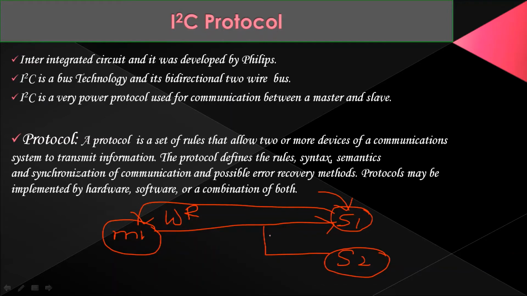Now let us see one more case. So here master transmitted data to the slave 1. The slave received it successfully, but it does not send any acknowledgement to the master. So at this point what will the master do? It will wait for some time. If the acknowledgement was not received within the time, it will resend the data.